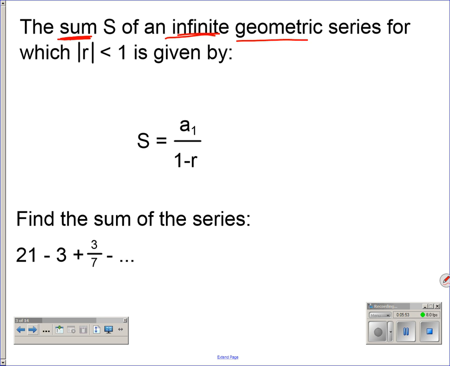How can you possibly take a sum of a bunch of numbers? How's that possible? Because it keeps going on forever. Wouldn't that sum just be infinity? No. Let's talk about how. It's pretty cool.